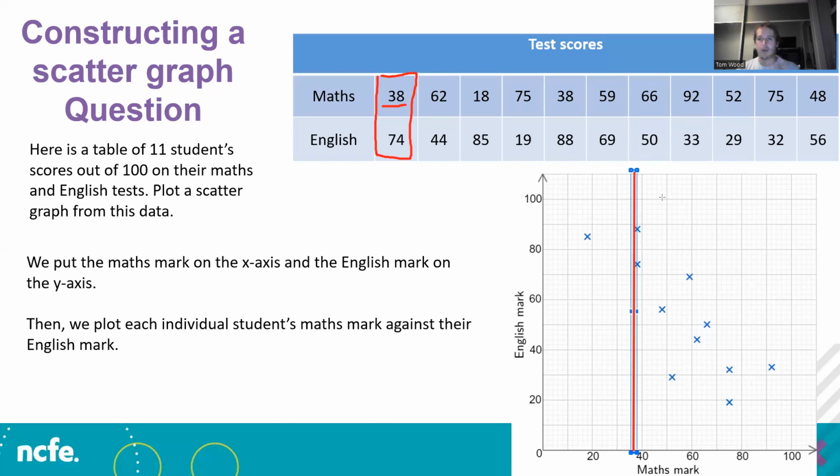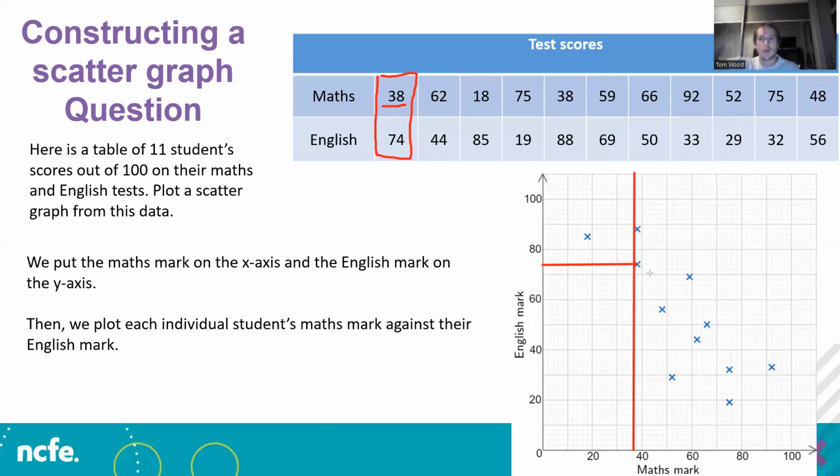I just, again, get my ruler and pencil, and draw a line all the way up. Then what I can do is say, okay, they got 74 for English. So 60, 70, and 74. Then I can measure off, and you can see obviously the data points are already there for me, but I can just measure that off and I'll get my mark.